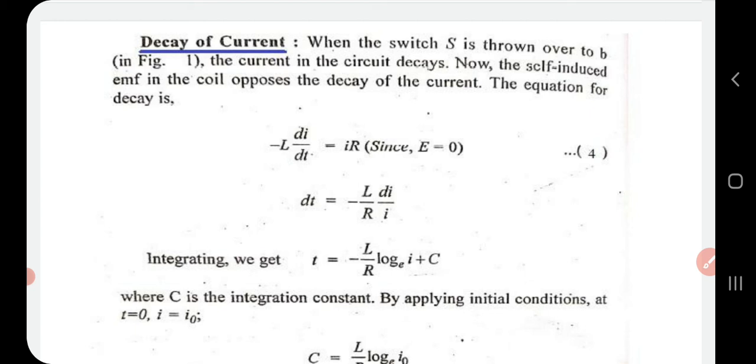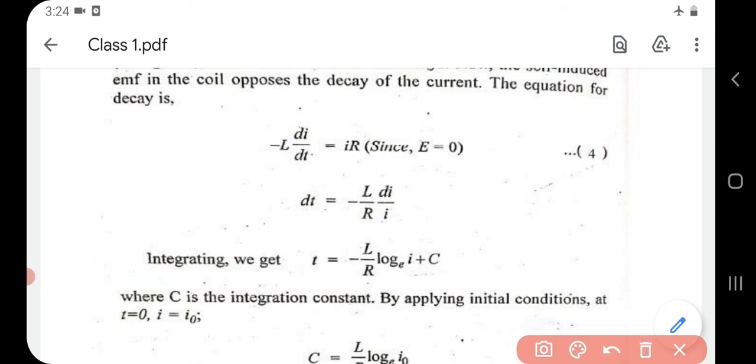Okay, let's start. When the switch in the circuit diagram is thrown over to B, the current in the circuit decays. That is, let us see the decay of current in the LR circuit which is shown above. In such cases, the EMF in the coil will oppose the decay of current. So this is the equation for decay. You have to start with this equation, and begin the sentence like this.